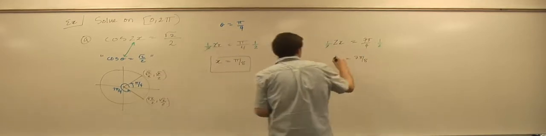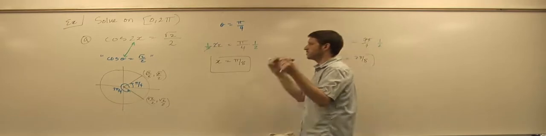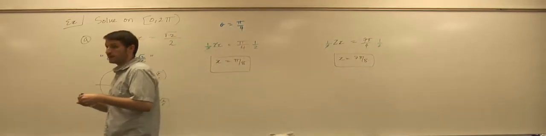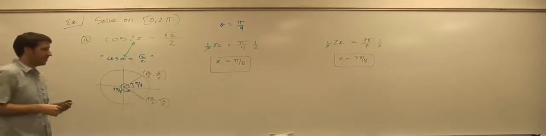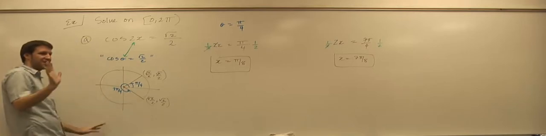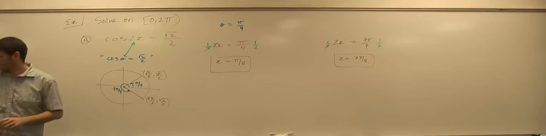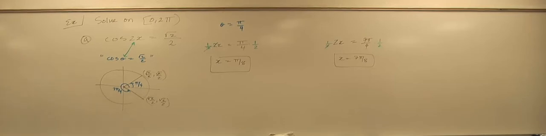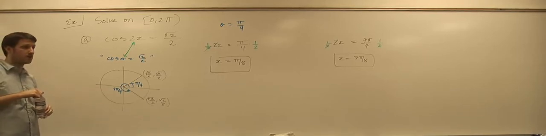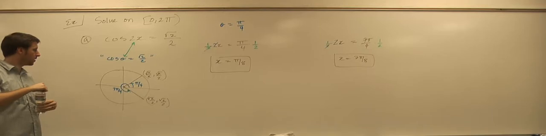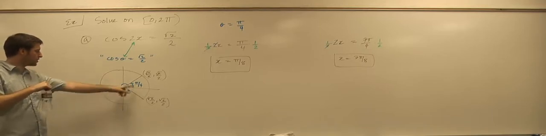Said solve on 0 to 2 pi. Boom, done. Remember, this is incorrect. Partially incorrect. Why is this incorrect? Because the solutions are supposed to be from 0 to 2 pi. Okay. So I got my two solutions between 0 and 2 pi.